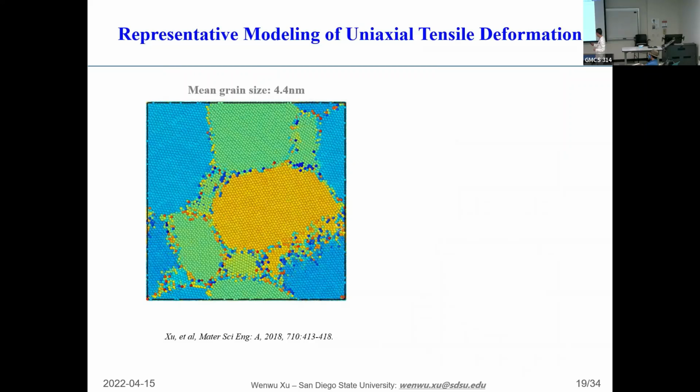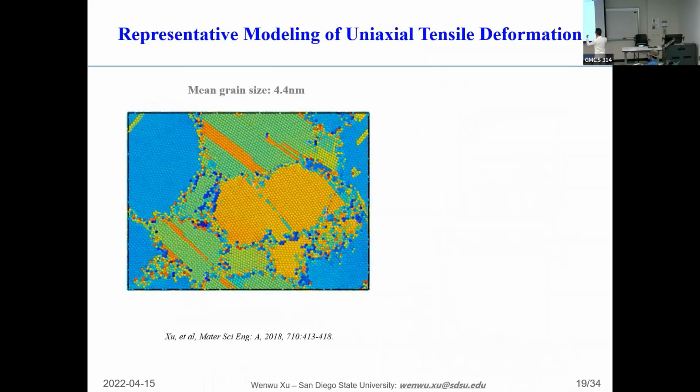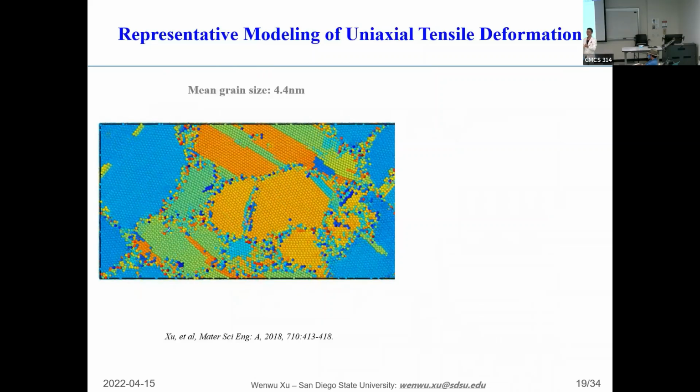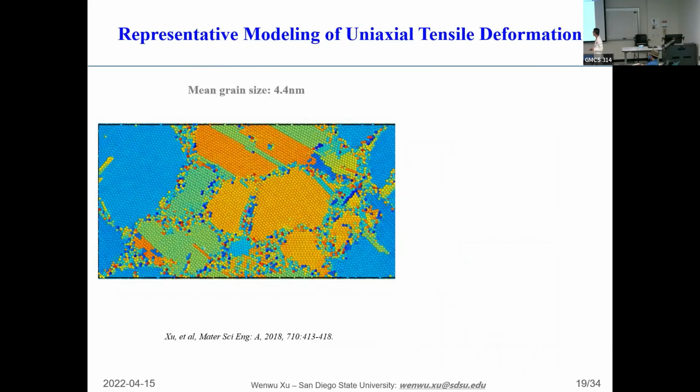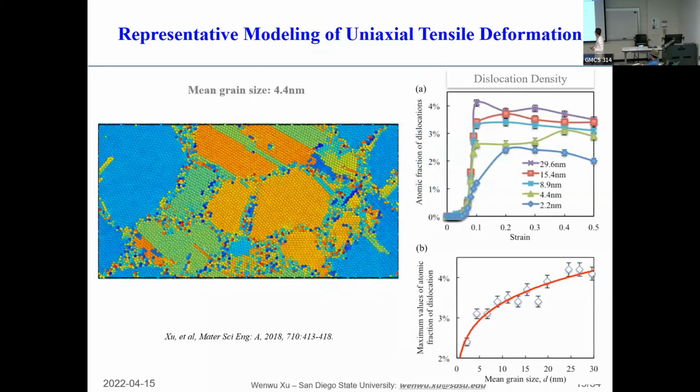So for example, I create, of course, a series of models from small grain size to larger grain size. Here, I just want to show one representative model for a grain size of approximately 4.4 nanometer. And then we just conducted the tensile testing, and then we observed a lot of dynamic features that are evolving throughout the deformation. And then we also conduct the dislocation quantification for each one of those samples as a function of the deformation process, from the smaller grain size to larger grain size.